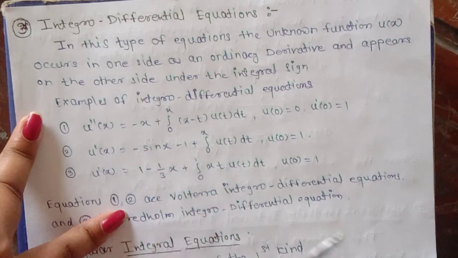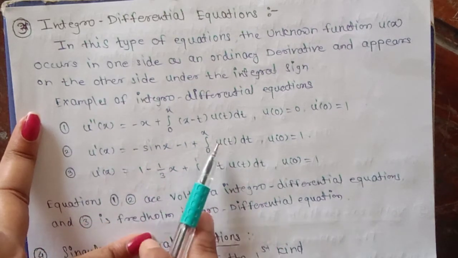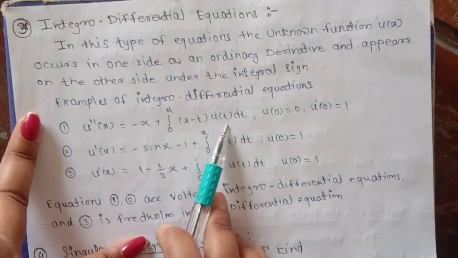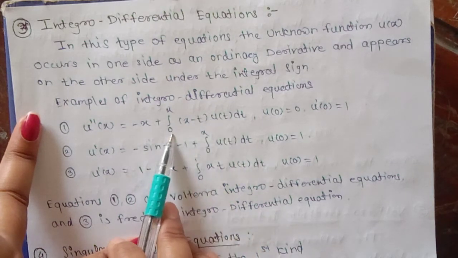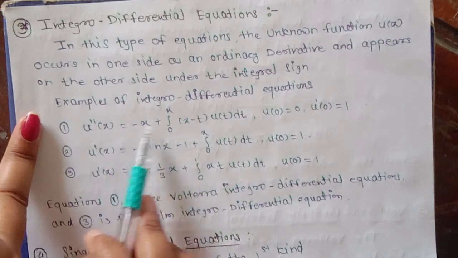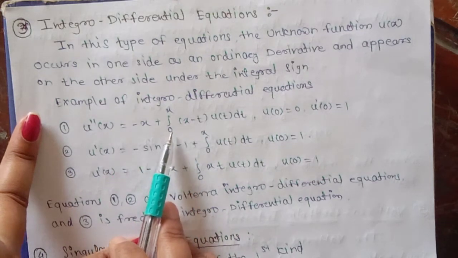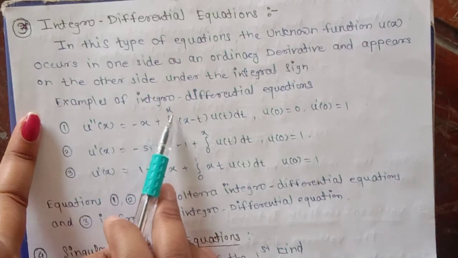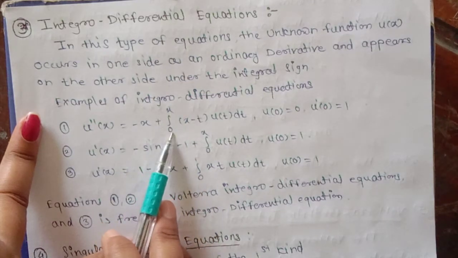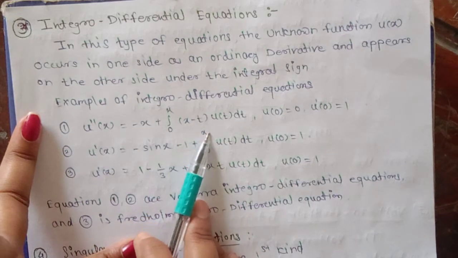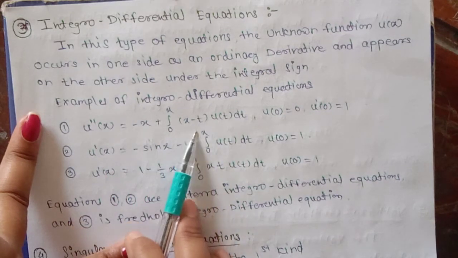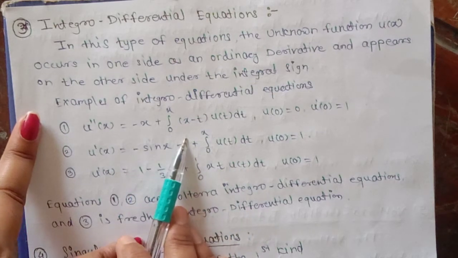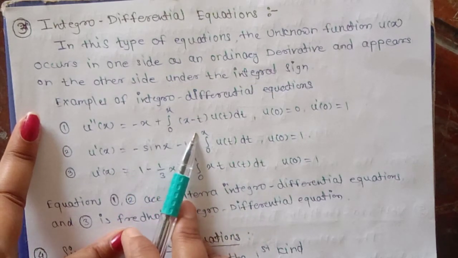And on the other side the unknown function u of t appears under the integral sign. So in the integro differential equation we have to look at whether the unknown function appears with an ordinary derivative on one side and under the integral sign on the other side, from 0 to x. Now in that equation the limits of integration are 0 and x, that is, the upper limit is the variable x and the other is a constant. So this is nothing but a Volterra integral equation. This equation is a Volterra integro differential equation.